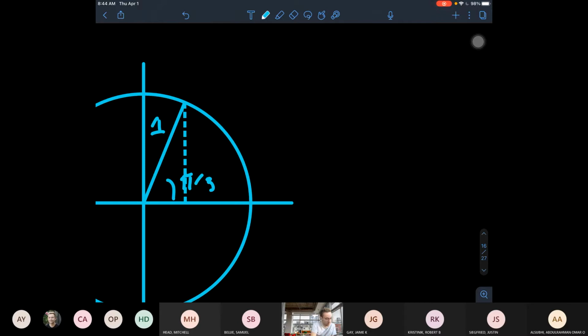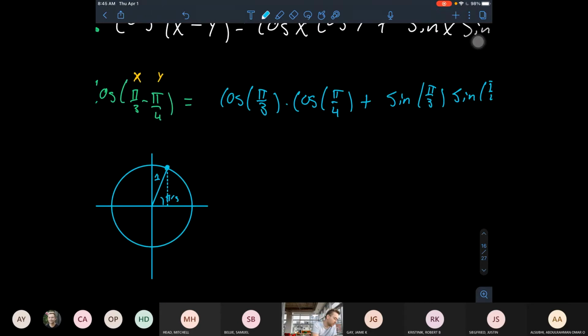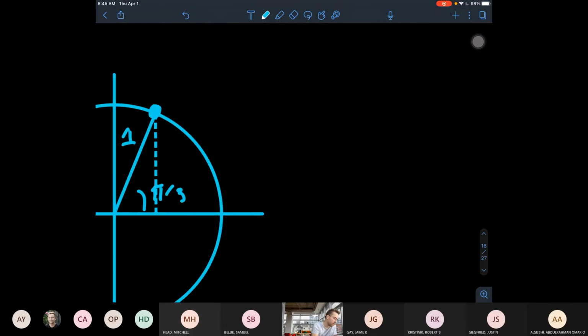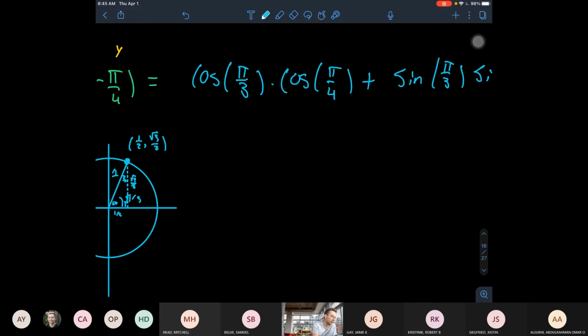Well, I know that this point here is going to have, well, the 60-degree angle is in here, so the 30-degree angle is in here, and then there's a 90 here. So this length is 1/2, so this length is root 3 over 2, and then this is the point 1/2, comma, root 3 over 2. Okay, and then this 1/2 is going to be exactly the cosine of pi over 3, and then the root 3 over 2 is going to be the sine of pi over 3.